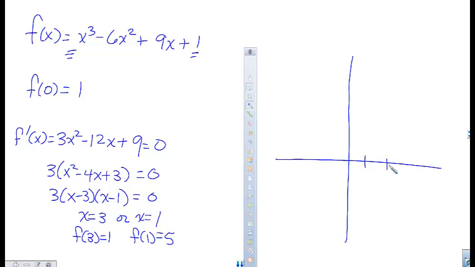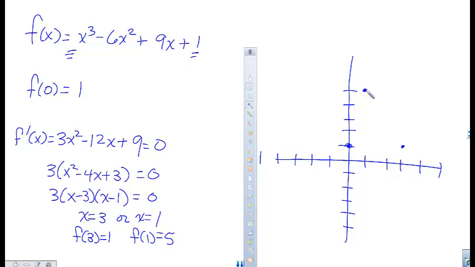So we got f of 0 is 1. f of 3 is also 1. And f of 1 is 5. That's what we have so far. We weren't able to find the zeros, but we could plug 0 in to figure out where it crosses the y-axis. And that's going to be good for us.